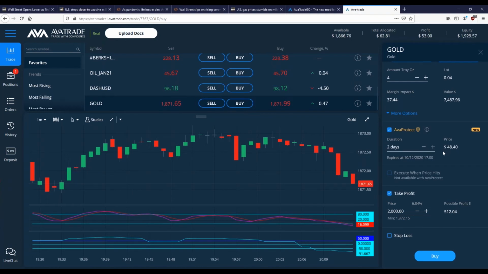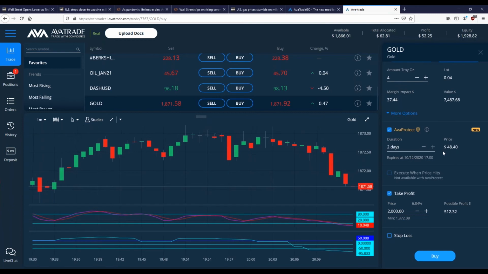It could plunge $100 an ounce the wrong way. If that 2 days ends and that's $100 an ounce the wrong way and I'm down $1,000 or $2,000, all that gets added back to my account when I either get stopped out or when the protection period ends. Then I can let the trade keep running or reopen. Okay, and then I can put a stop loss.